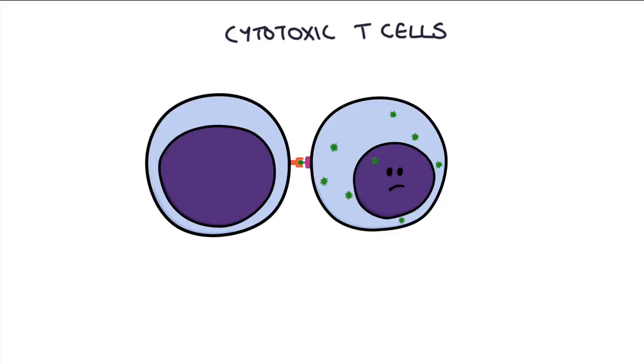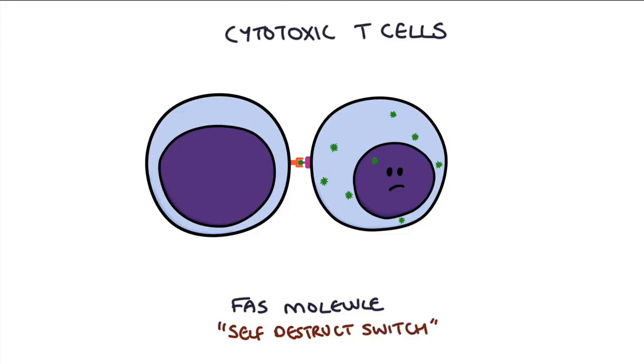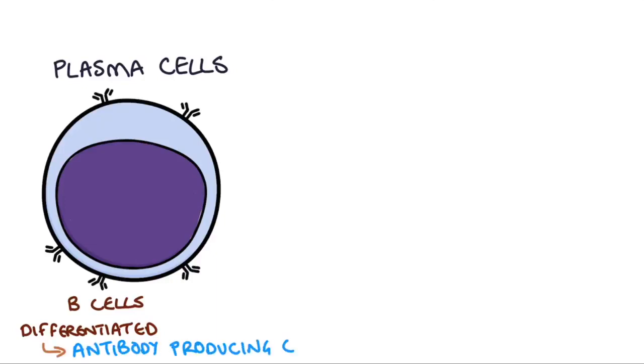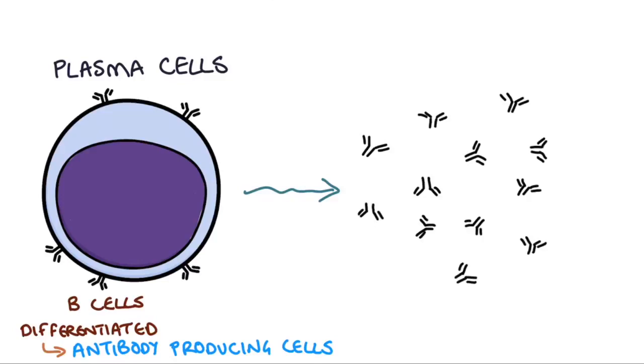The second is they can activate the FAS molecule. The FAS molecule is like a self-destruct switch that once it's activated, it causes the cell to undergo apoptosis. Plasma cells and antibodies are an essential part of the specific immune system. Plasma cells are B cells that have differentiated and become antibody-producing cells, and their job is to produce tons of antibodies that are specific to the invading pathogen.